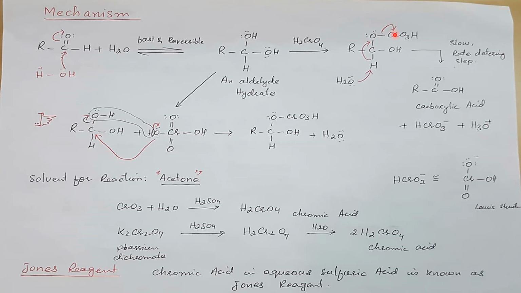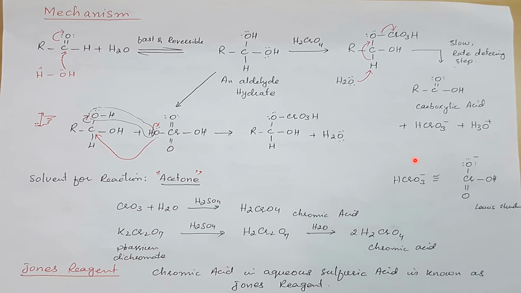So this is breaking that bond, and here this is the R, C double bond O, and this is the OH, right? So this is a carboxylic acid, and we are left with the CrO3H negative, and there is the H3O positive. So this is the reaction mechanism of how the aldehyde oxidizes into its respective carboxylic acid in the presence of chromic acid.